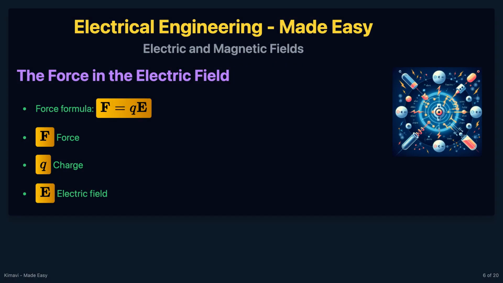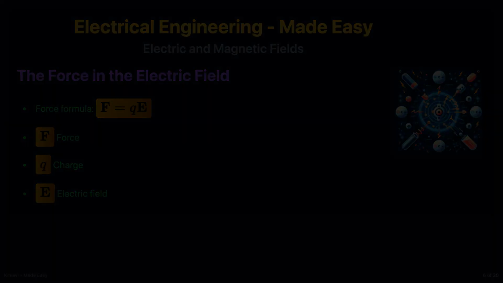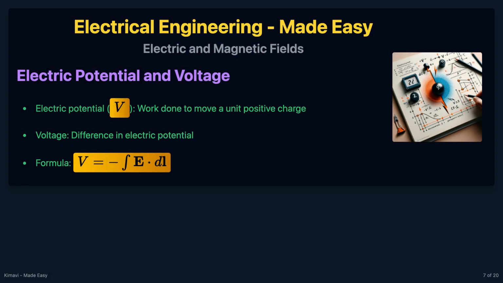The force F experienced by a charge Q in an electric field E is given by the formula F equals Q times E. This means that the force on a charge is directly proportional to the magnitude of the charge and the electric field. Electric potential, denoted as V, at a point is the work done to move a unit positive charge from infinity to that point.